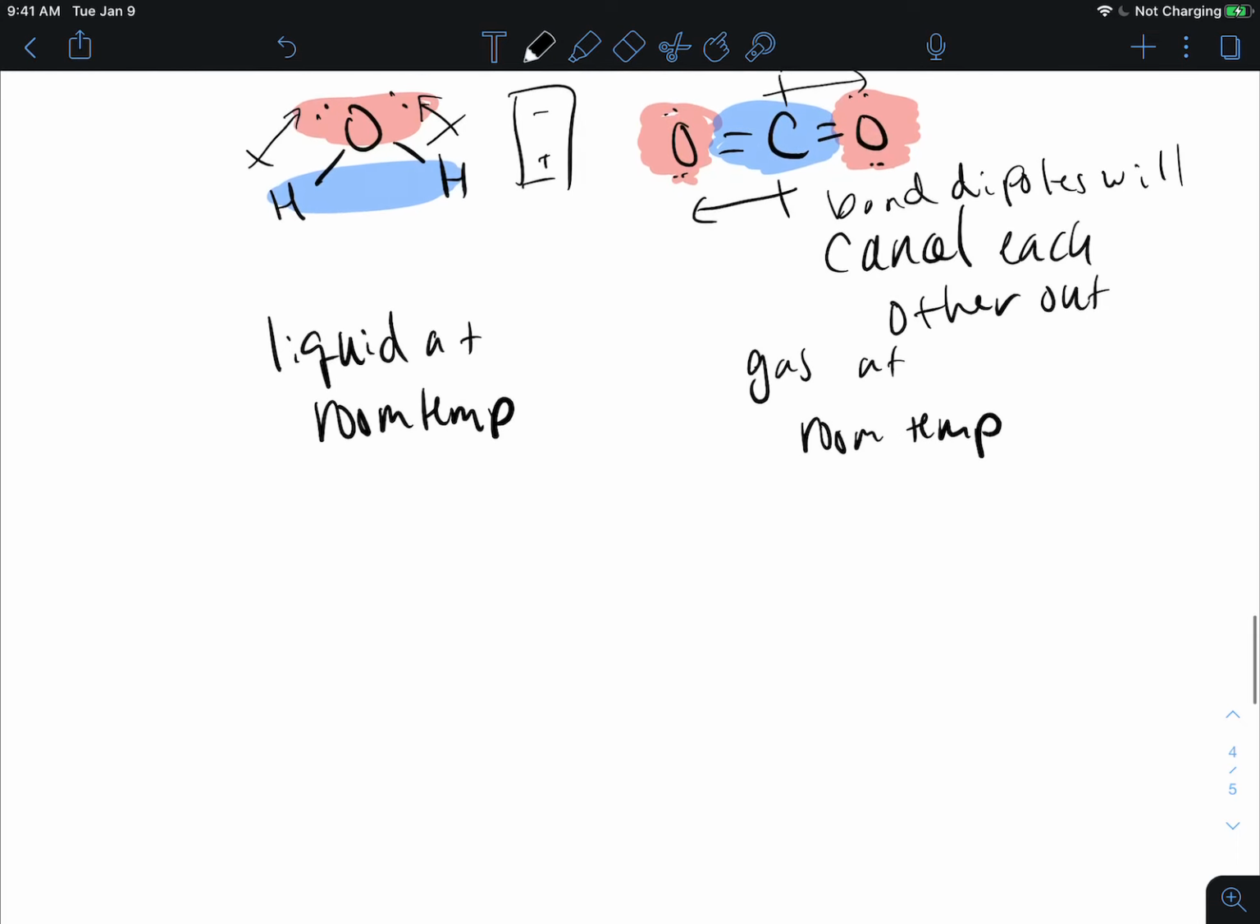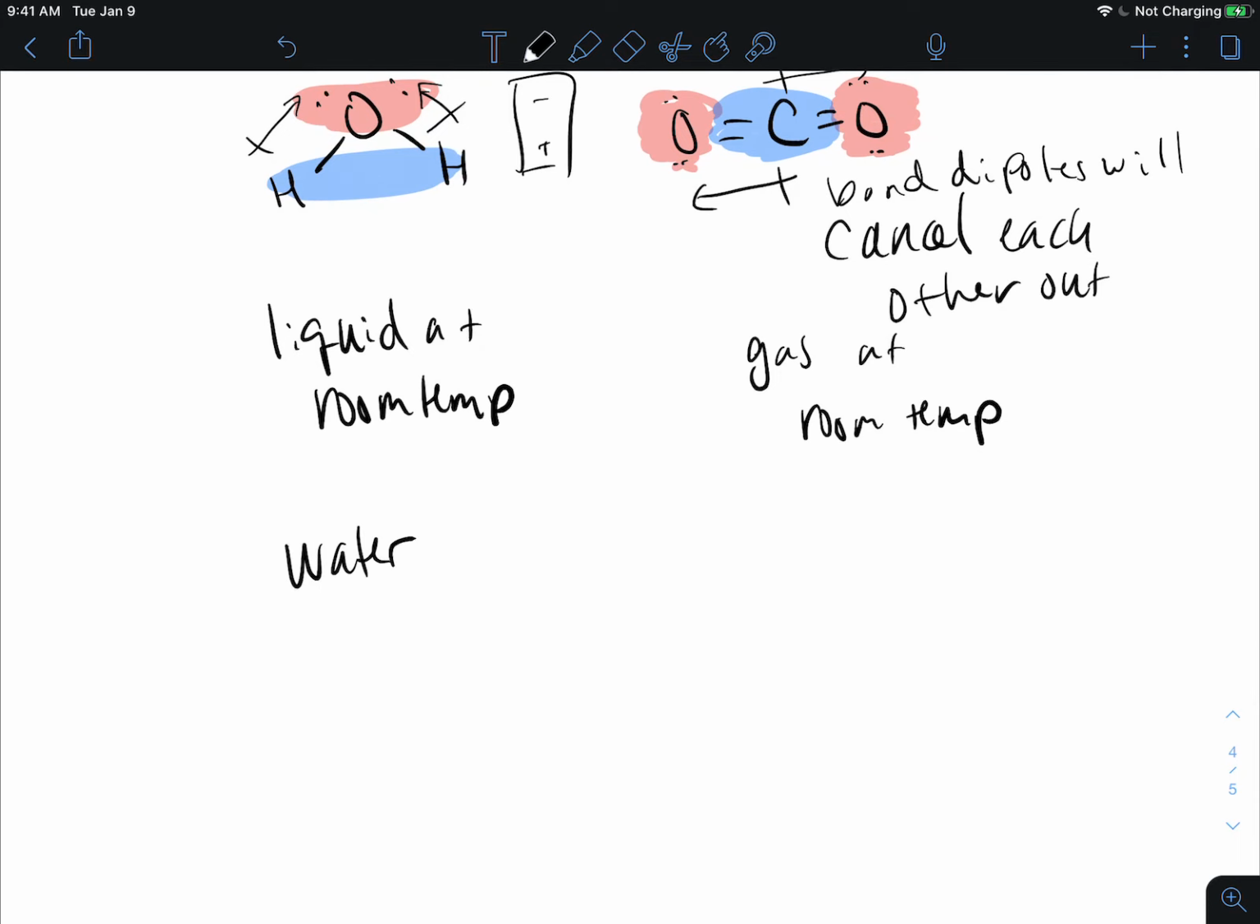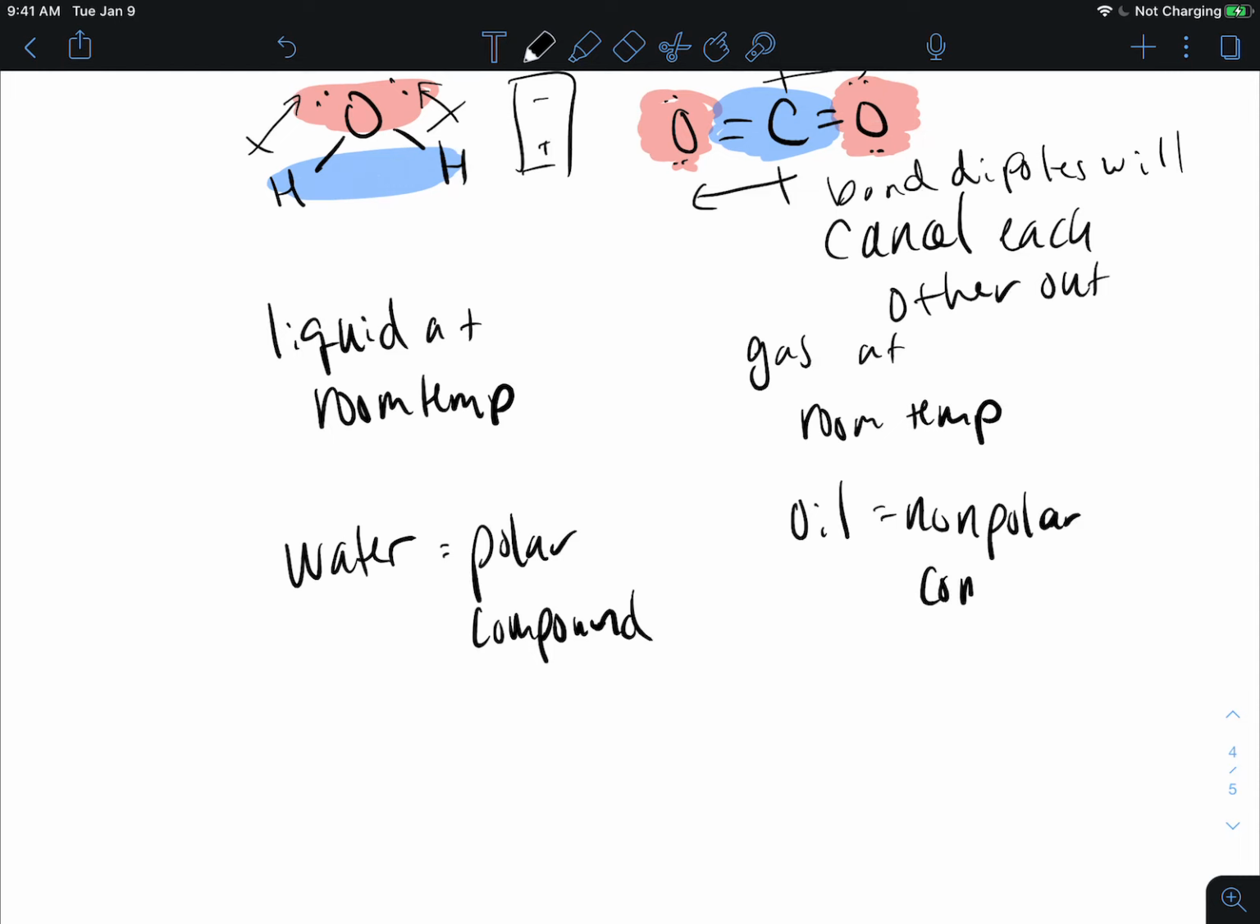As I said, water is usually our poster boy for polar compounds, and we usually think about oils as our poster boy for nonpolar compounds. So that whole like-dissolves-like idea: if you've ever tried to put water and oil together, they don't mix because they're very dissimilar substances, because water is polar and oil is nonpolar.